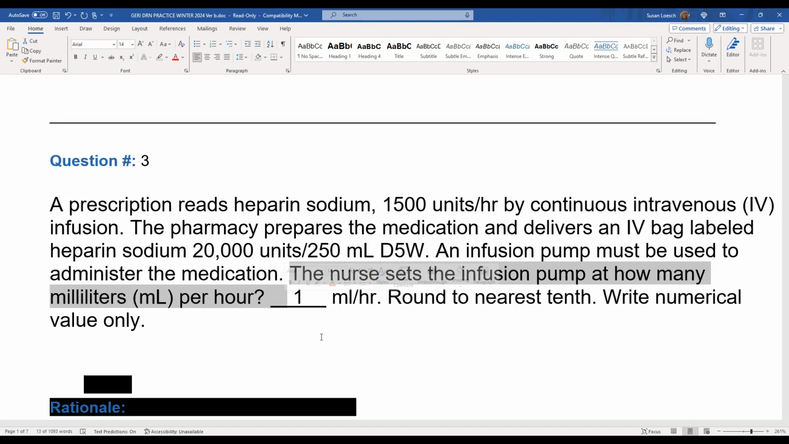Yes. And that's going to leave me with mLs per hour, right? mLs from my vehicle of 250 and the hour because I have 1,500 units per hour. So I can simply just set my problem of desired over have. My 1,500 over my 20,000 times my 250, the units will cross out and I'll be left with mLs per hour, which is what it's asking me for. So take your numbers, 1,500 and 20 per 250.